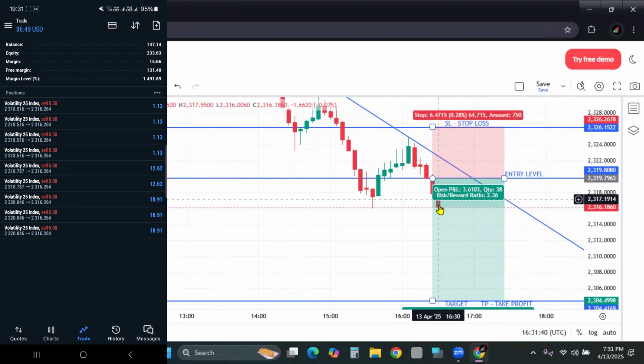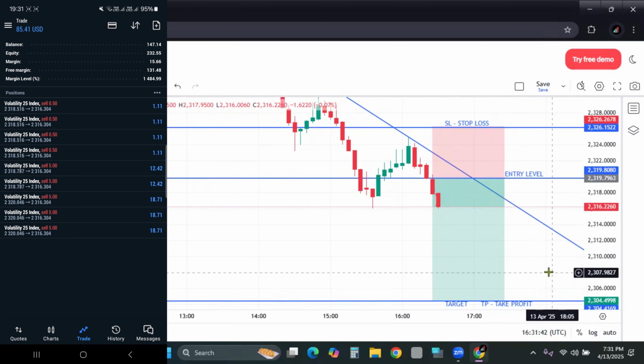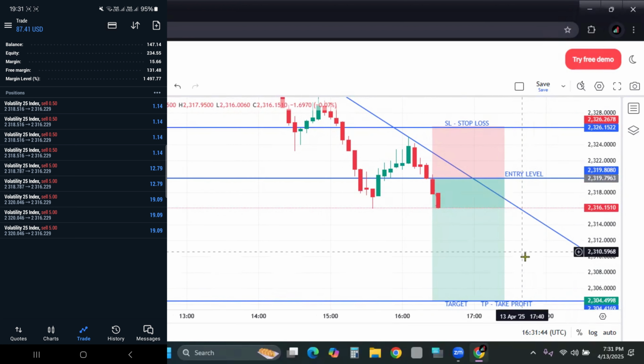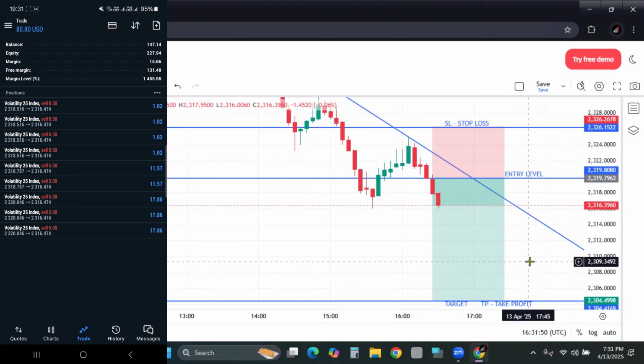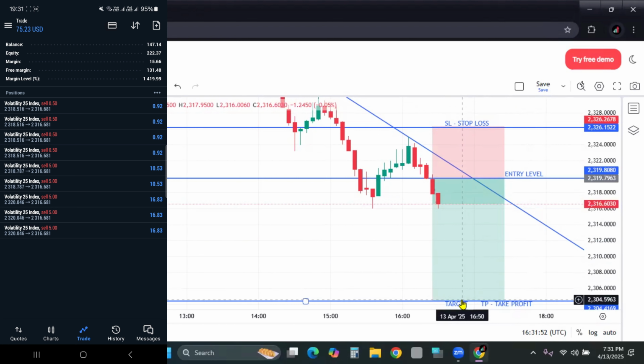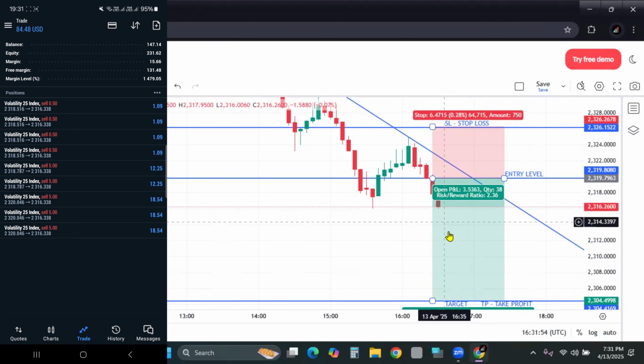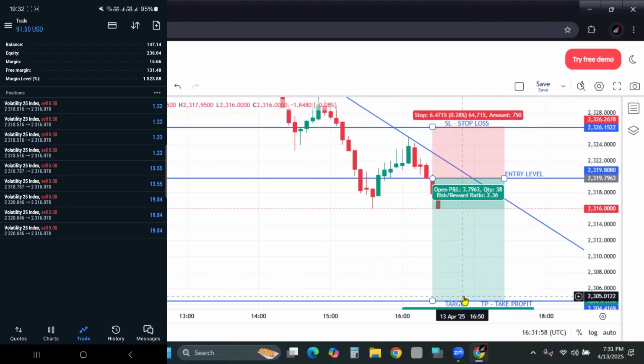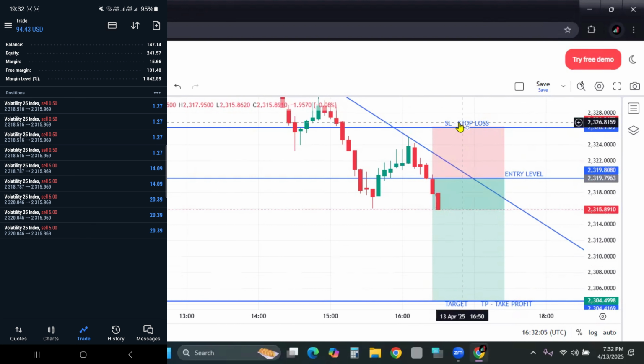So as you can see, it is now below our entry, and that's a sell entry. If you sell, that means you have predicted that the market will drop up to this level. So the more it drops, the more money you make. But if it goes in the opposite direction, the more money you lose. So this is to stop.